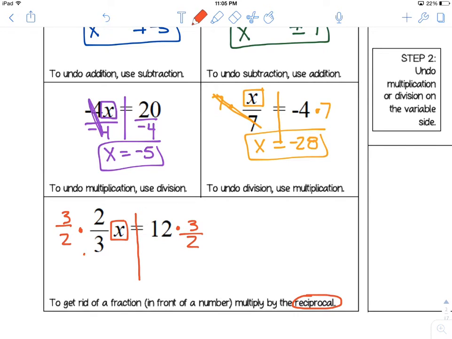2 times 3 is 6. 2 times 3 is 6. There's your x. 12 times 3 is 36 over 2. Well, 6 over 6 becomes an invisible 1. 36 divided by 2 equals 18.